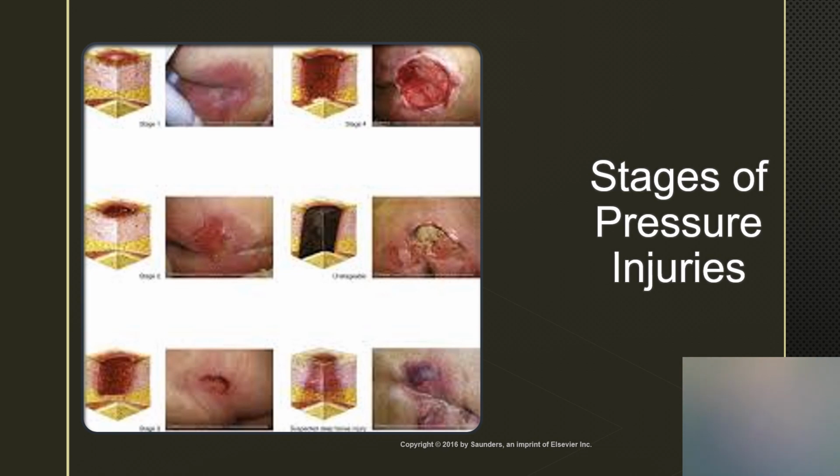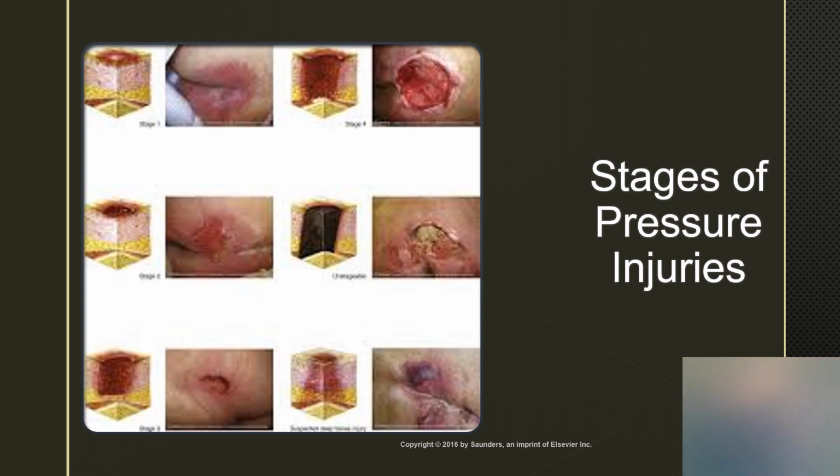A stage 4 is a full thickness skin loss with extensive destruction of tissue into the deeper structures, including muscle, tendon, ligament, or bone, and it also will reveal over 50% granulation tissue. These wounds can also be infected with exudate.